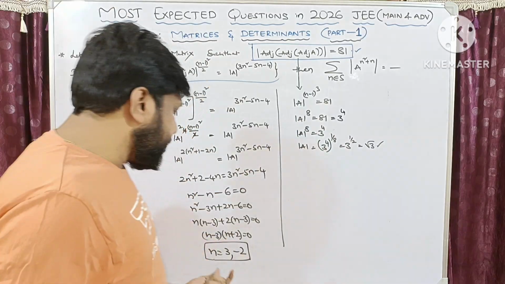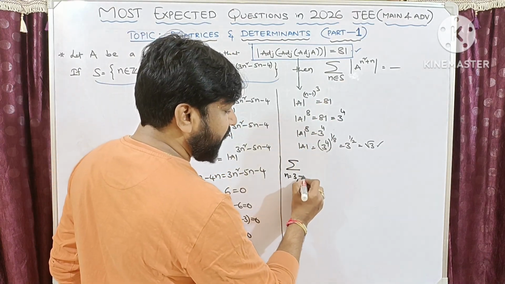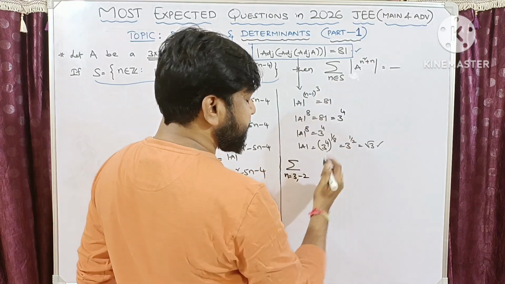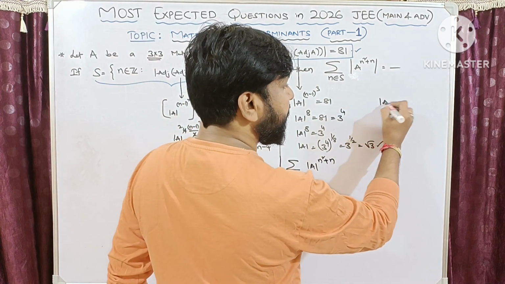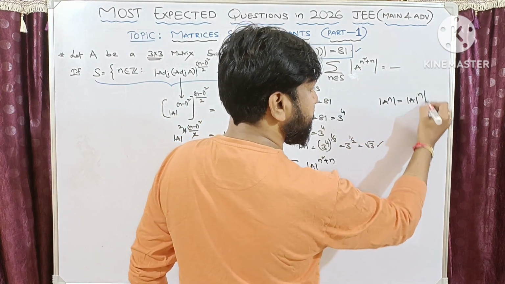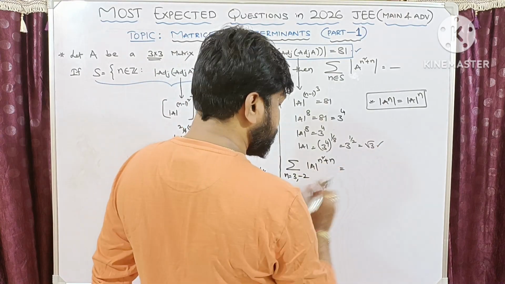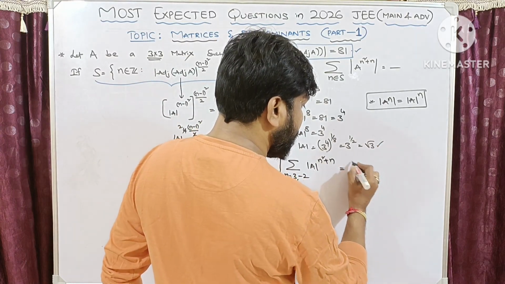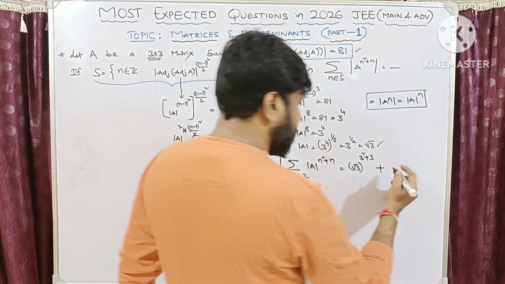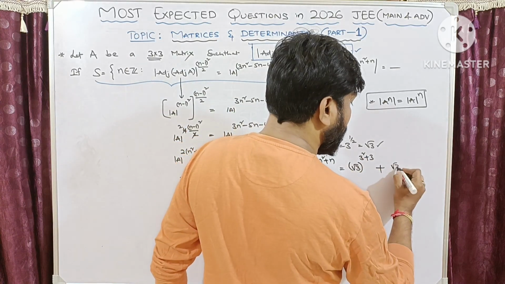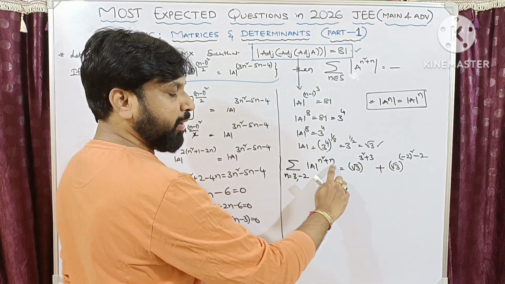So the determinant value is right, and the n values are also right here. This can be written as sigma n belongs to S, where the n values are 3 and minus 2. Determinant of A power (n square plus n) can be written as det A power (n square plus n), because determinant of A power n can be written as det A power n, friends. According to this formula, we are going to write this value. Determinant of A is fixed, that is root 3, but the n value will vary. So root 3 whole power, substituting 3 here, 3 square plus 3, plus, because sigma means addition, root 3 whole power (minus 2) whole square minus 2. The n value is minus 2, right?